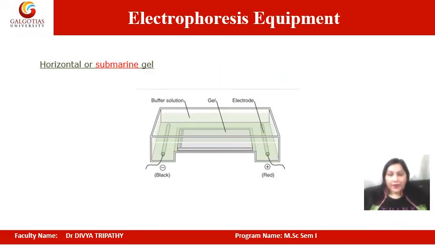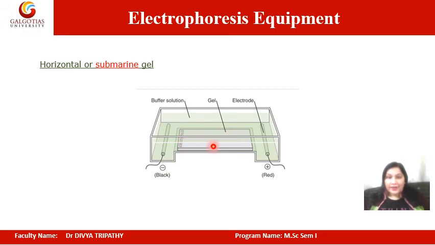Now let's have an idea about the electrophoresis equipment. You can see this is an electrophoresis system. We have a negative electrode over here on the left hand side and a positive electrode on the right hand side. And I already told you the positive electrode is the anode and the negative electrode is the cathode.